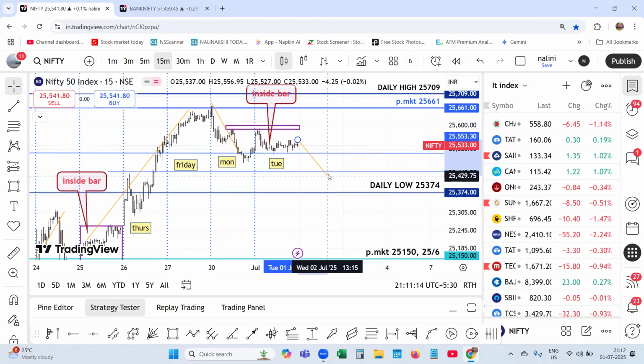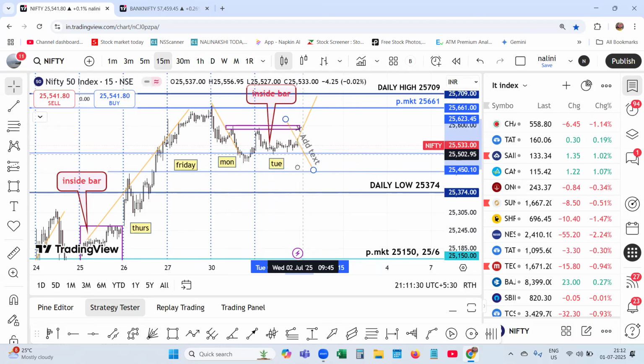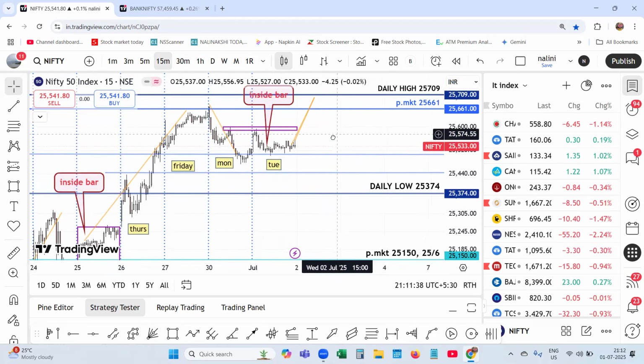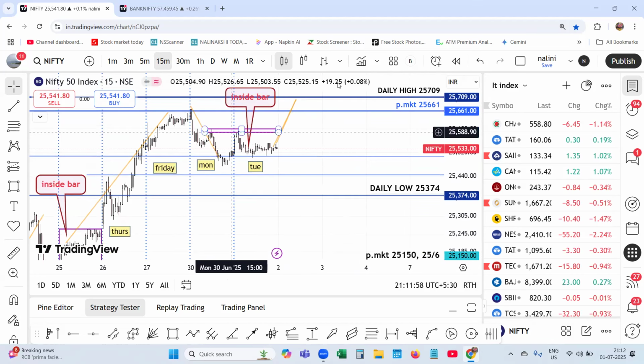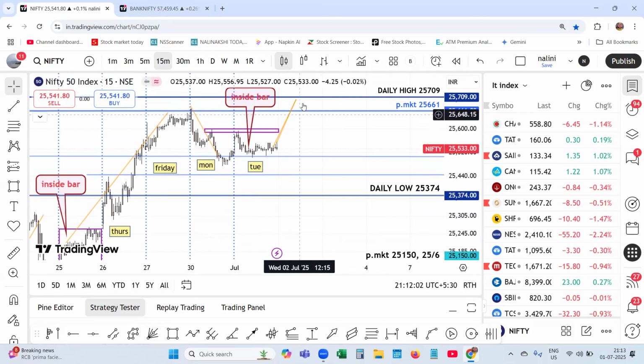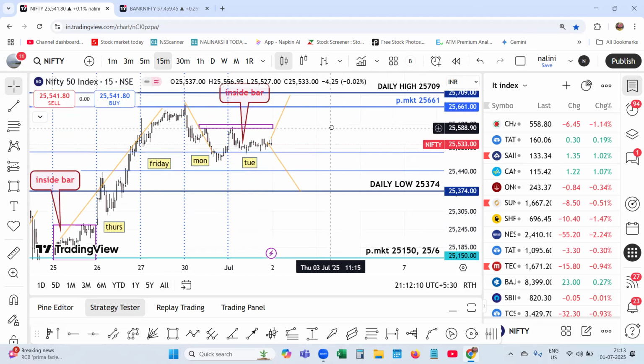Instead of that, if the pattern reverses like this, let me clone again. Let us clone this. So it's difficult to make it reversed. Anyway, it will go down. So it can do this also. The market can go to 25,709. So with the inside day formation, Monday, Tuesday, Wednesday, it can travel higher and later come down. Either way, it can continue downwards like this, or it can move higher towards the upside.